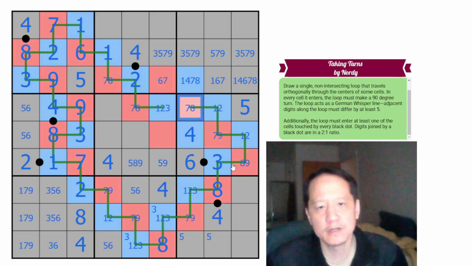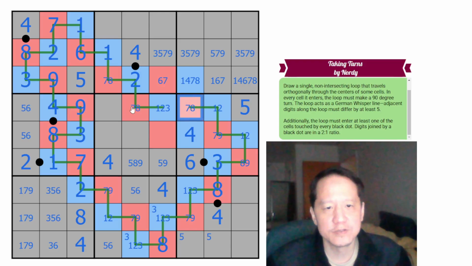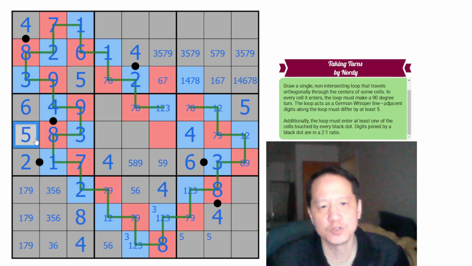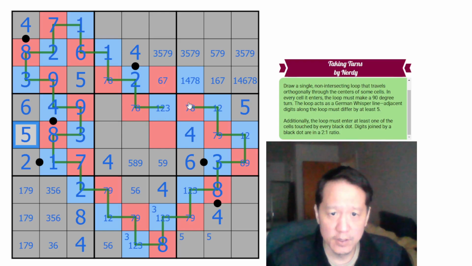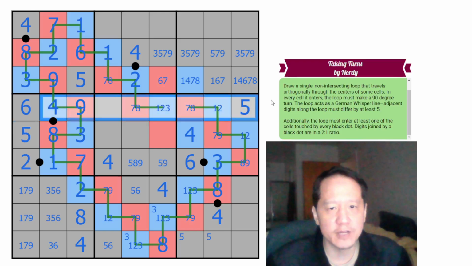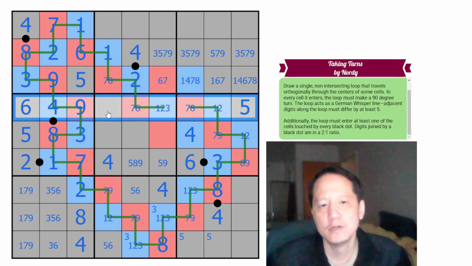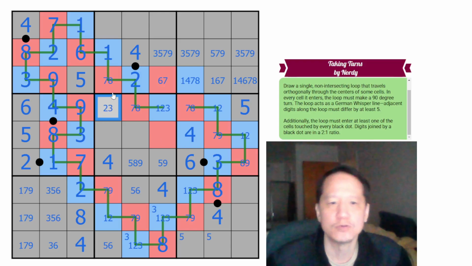This can't be 9 because of this 9. So this is 7, 8. We have a 7, 8, 7, 8 pair. We also have a 5 here, so this can't be 5 anymore, which makes that a 6, which makes that a 5. We have a 7, 8, 7, 8 pair in row 4, which eliminates 7 and 8 from the rest of the row. So the remaining digits can only be 1, 2, or 3. So this has to be 2 or 3 because this can't be 1.